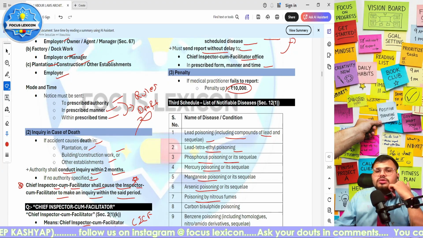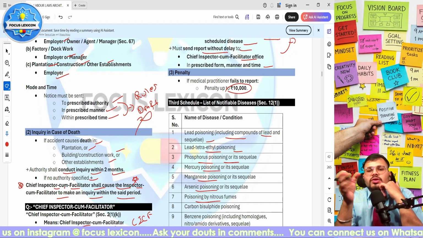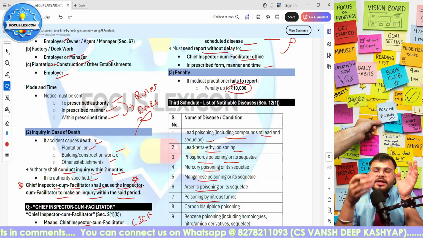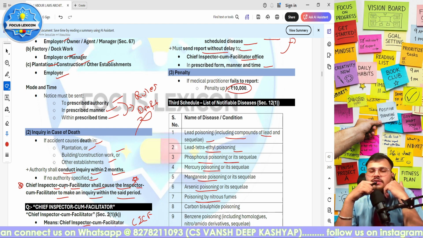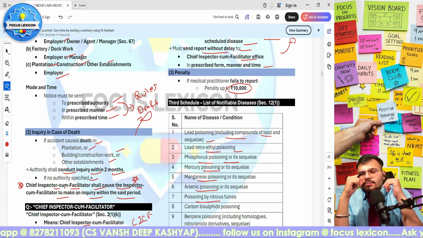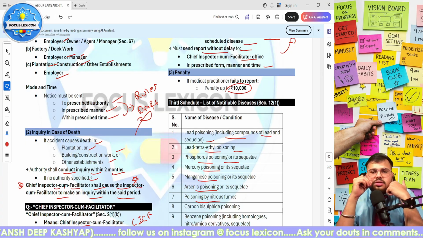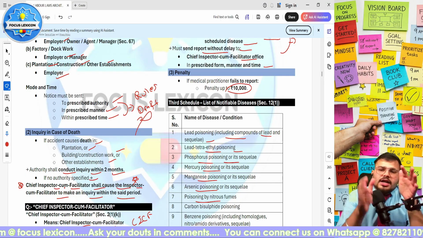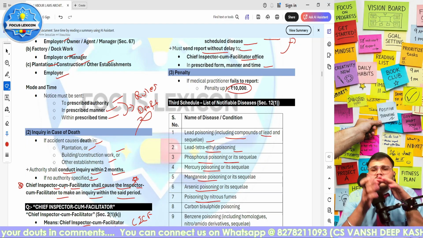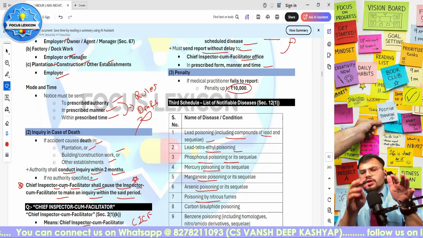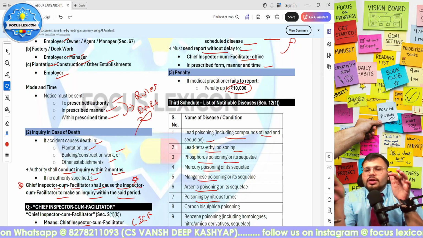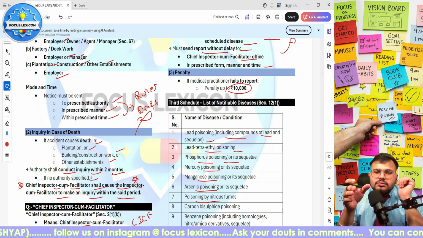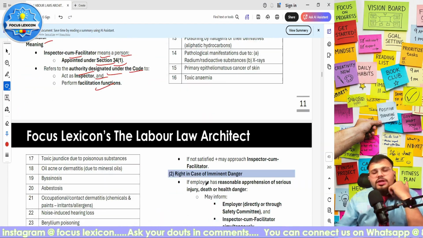Now, how will the question come? The question will say that an employee was working in a mine or a factory, then suffered from such and such disease, and that disease is very contagious, and the medical practitioner failed to inform the chief inspector-cum-facilitator. What will you do in this case? As a compliance officer, what will you suggest the company do? You will find the disease in Schedule 3 and identify whether it is a scheduled or non-scheduled disease. If it is a scheduled disease, then you will say that it was the duty of the medical practitioner to report it to the chief inspector-cum-facilitator, and now he shall be liable for a fine of rupees 10,000. In this way, you can attempt this question.